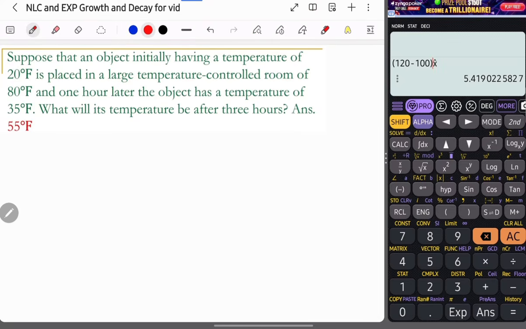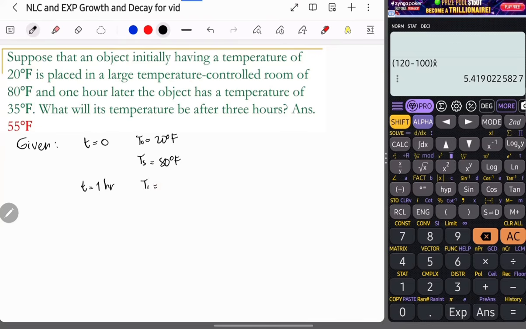So let's write the given. Suppose that an object initially having a temperature of 20 degrees Fahrenheit. So the initial temperature of the object is 20 degrees Fahrenheit. That is when the time is equal to 0. It is placed in a large temperature-controlled room. So meaning the temperature is constant. So 80 degrees must be the surrounding temperature. 1 hour later, the object has a temperature of 35 degrees Fahrenheit. 1 hour later.